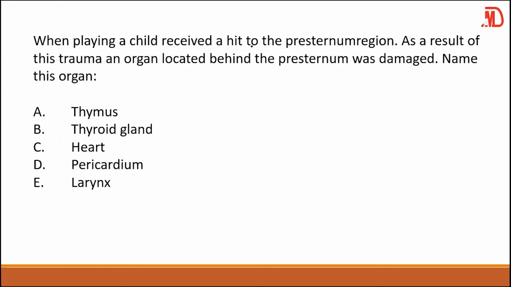Now, when playing, a child received a hit to the presternum region. As a result of this trauma, an organ located behind the presternum was damaged. Name this organ. This one is just your anatomy. Put your hands on your sternum, the middle part of your chest. What structure is behind the sternum? Don't go and say esophagus. Yes, I know esophagus is there, but what organ can you also locate over there? The thymus. So over here, your answer is the thymus.